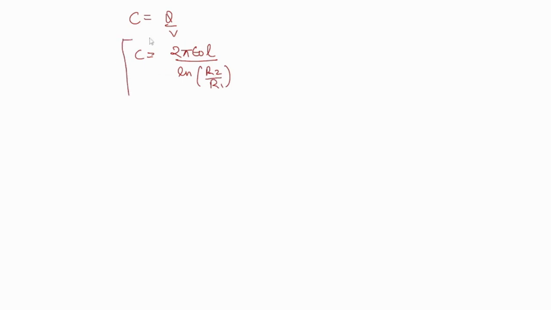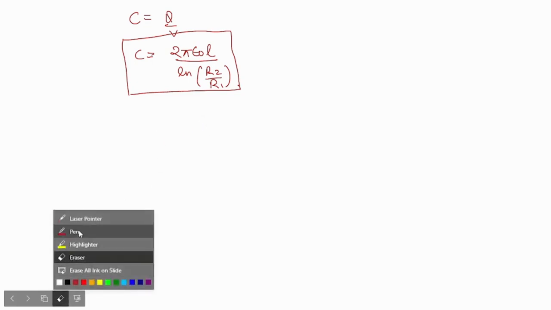Now we just need to apply the simple formula C is equal to q upon V. Then we'll put the values and we will get C as 2 pi epsilon naught L upon ln of R2 upon R1. This is our capacitance for a cylindrical capacitor, right? So we have derived it for parallel plate capacitor, for cylindrical, for spherical, okay, right? So yeah, that's it.